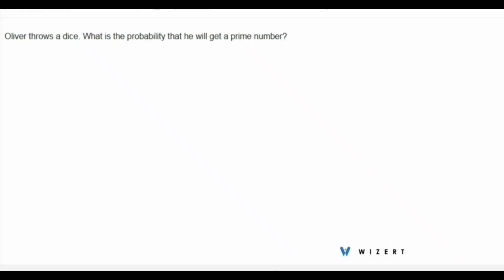We have this question here. Oliver throws a dice. What is the probability that he will get a prime number?